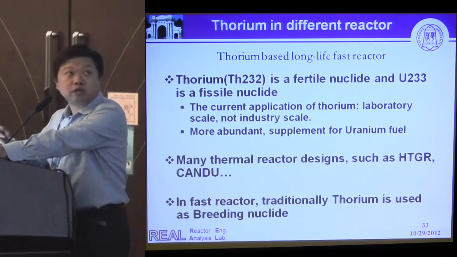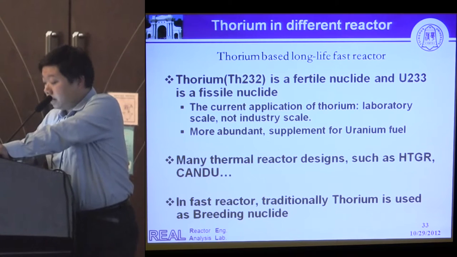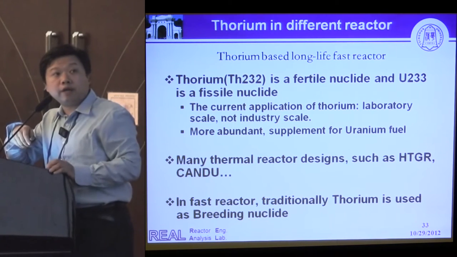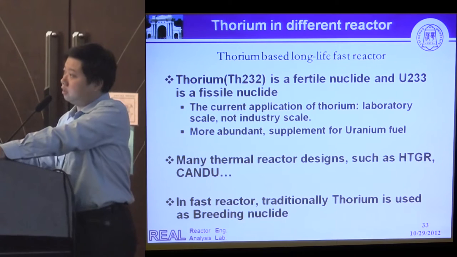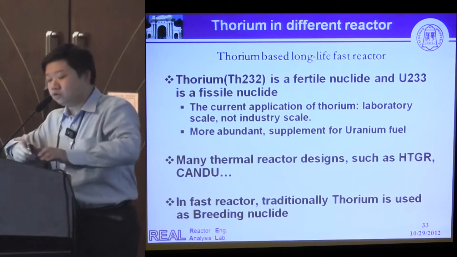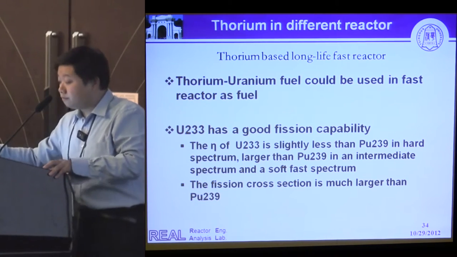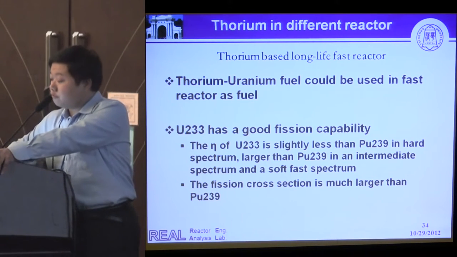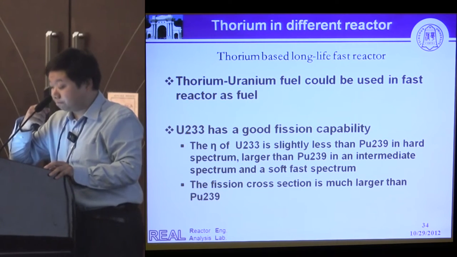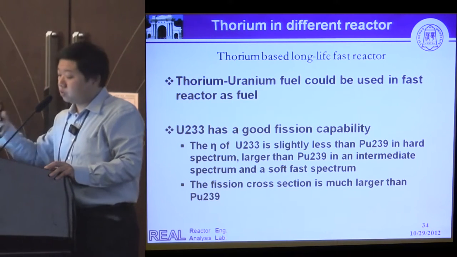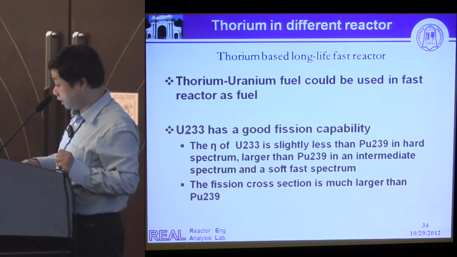First is the thorium-based long-life reactor. So we all know thorium is a fertile nuclide, and there are many thermal reactor designs, for example, the high temperature gas reactor and CANDU, which have tested the thorium fuel. And in fast reactors, traditionally thorium is used as a breeding nuclide. And in fact, the thorium and uranium fuel could be used in the fast reactor as fuel, because uranium-233 has a good fission capability. I think uranium-233 has a better performance in calculation than plutonium-239.